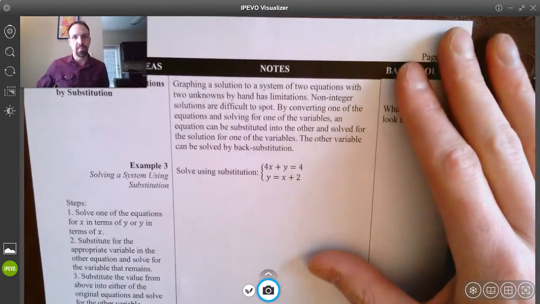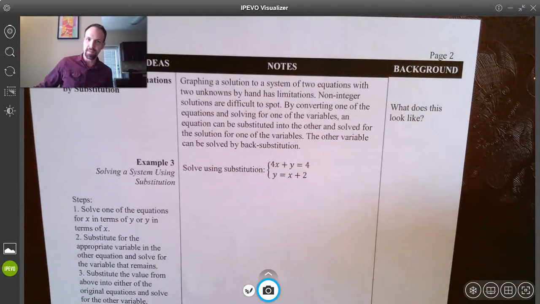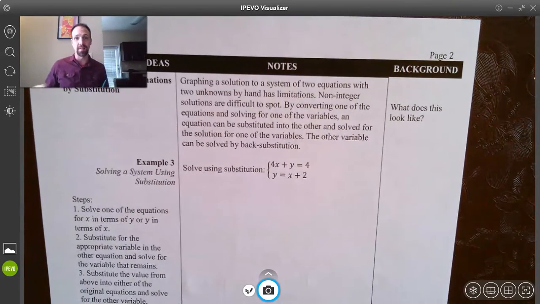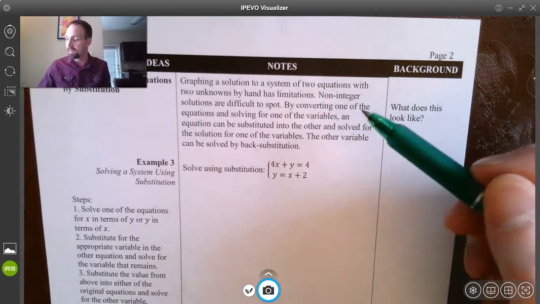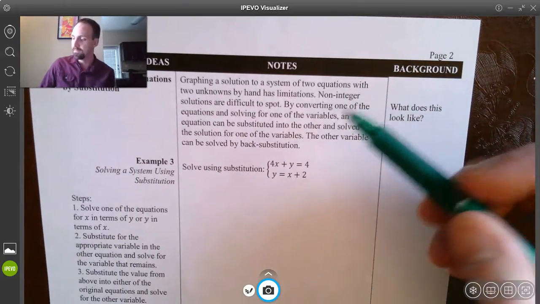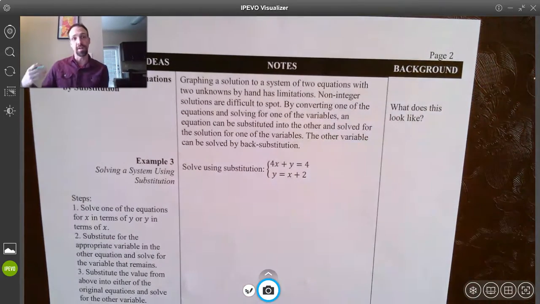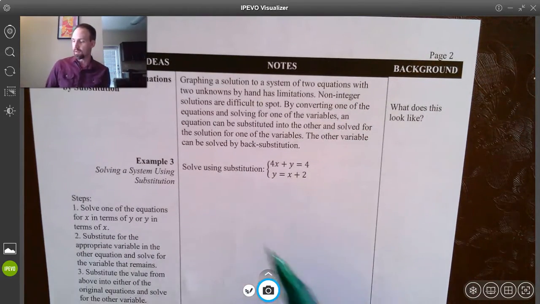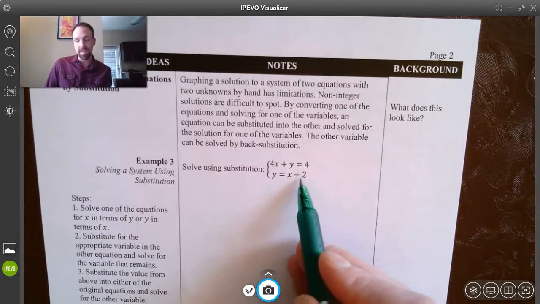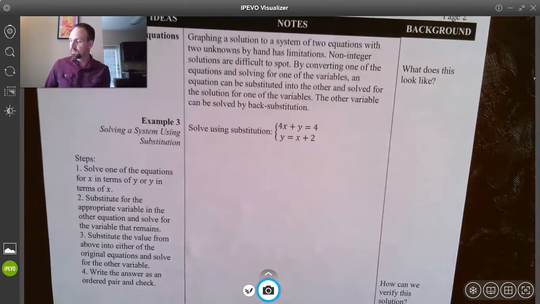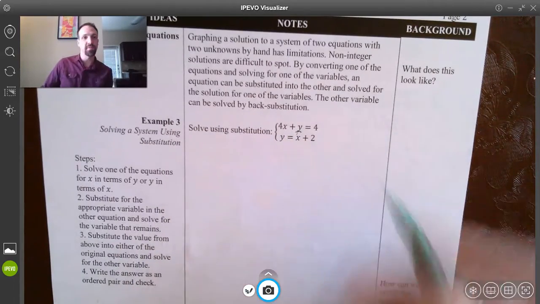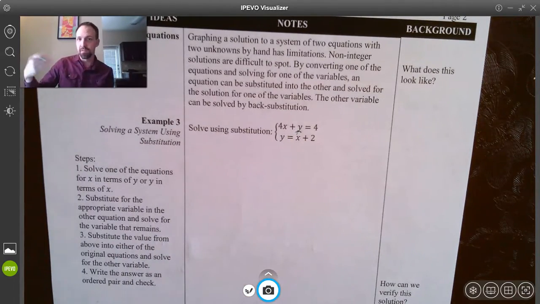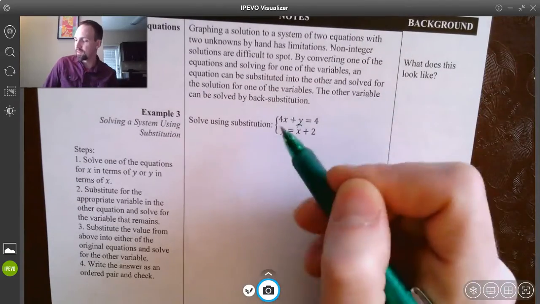So there are some limitations with using graphing by hand. Graphing using technology is a lot easier, but graphing by hand has other issues. Non-integer solutions are very difficult to spot. So for substitution, you convert it so that one of them is written in terms of the other. For this example, it says y equals x plus 2. So I'm going to take this x plus 2 and substitute that in for the y in the other equation. Then we can solve it by doing back substitution.